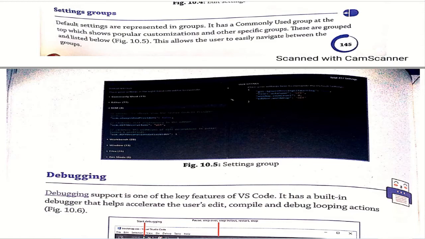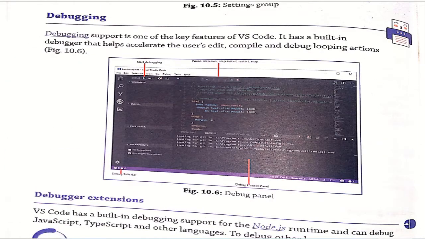Next is debugging. What do you mean by bug? Bug means error. Removing those errors is known as debugging. The debugging support is one of the key features of Visual Studio Code. It has a built-in debugger, built-in meaning that it has been inserted from the beginning. The debugger is available to remove the bugs from Visual Studio, and it helps accelerate the user's edit, compile and debug looping actions.